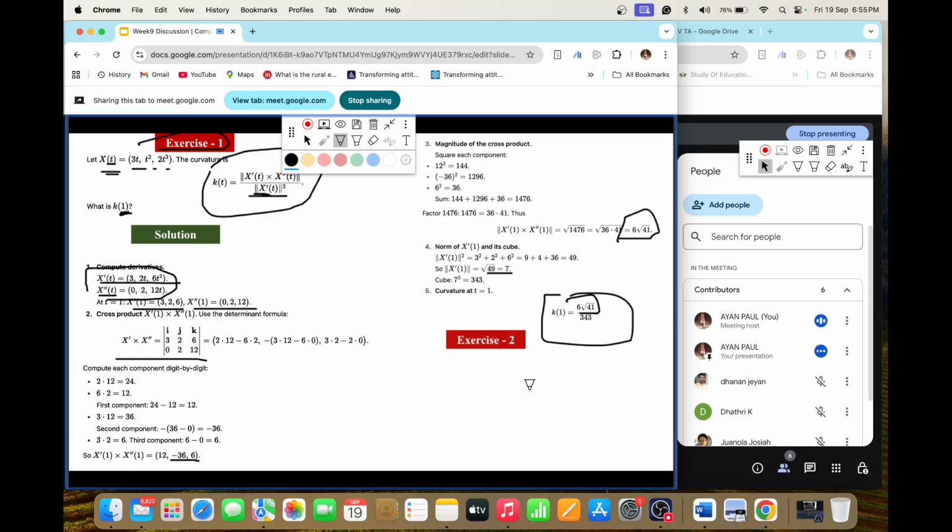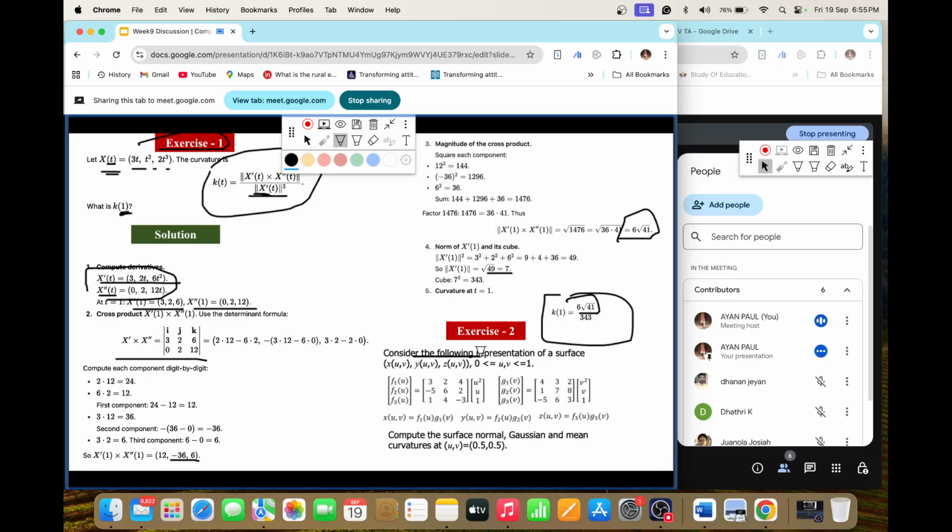So let me move on to the next question. This is the next question. Consider the following representation of a surface: x(u,v), y(u,v), and z(u,v). That is a parametric surface. The equation of x(u,v) is given by this f1(u) times g1(v). So the equation of x(u,v) is given like this, y(u,v) is given like this, and z(u,v) is given like this. Compute the surface normal, Gaussian, and mean curvature at u, v equals 0.5, 0.5. So this is the second question.